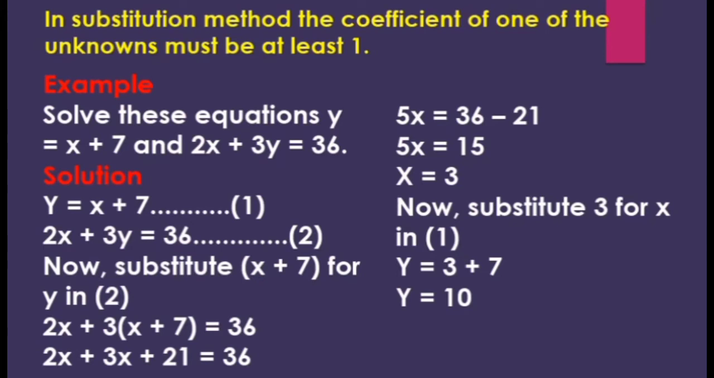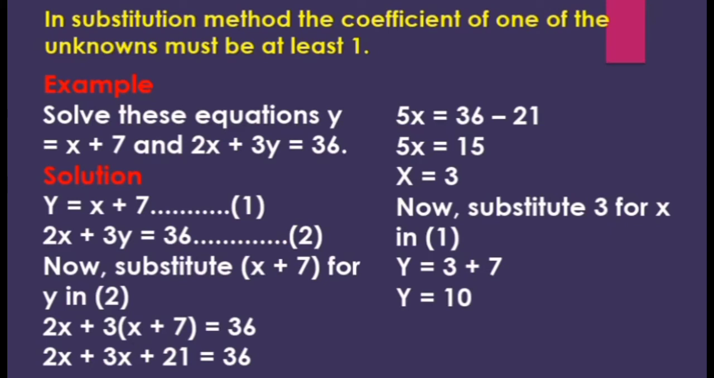The first thing you need to do is to label both equations as equation 1 and equation 2. Now, if you take a look at equation 1, where you have y equals x plus 7, you discover that y is already standing as the subject of that equation. So, in the substitution method, all you do is to look for that particular equation where a particular letter can stand on its own. So, now that y is standing on its own in equation 1, we substitute x plus 7 for y in equation 2, meaning we replace anywhere we see y in equation 2 with the expression x plus 7.